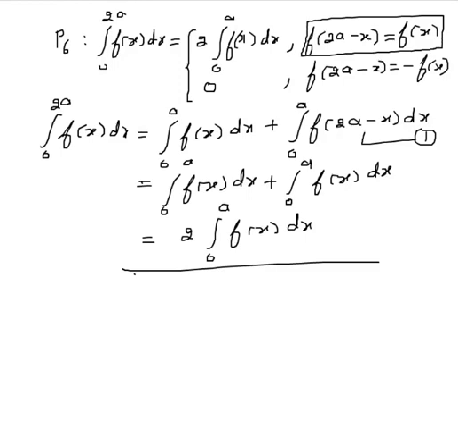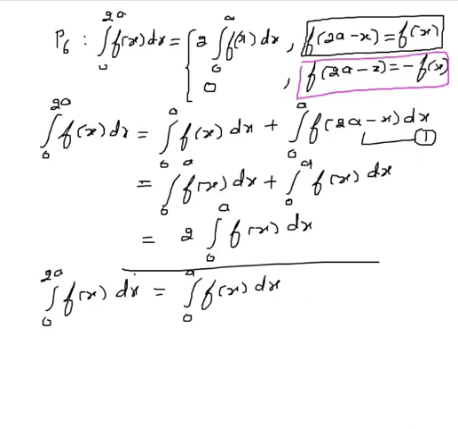Now again in equation 1, integral 0 to 2a f of x dx is equal to integral 0 to a f of x dx. Now let us consider the second condition. If this condition is satisfied, then the second integral becomes integral 0 to a minus f of x dx. So both are same integrals with positive and negative signs. Therefore, the answer becomes 0 for the second case.